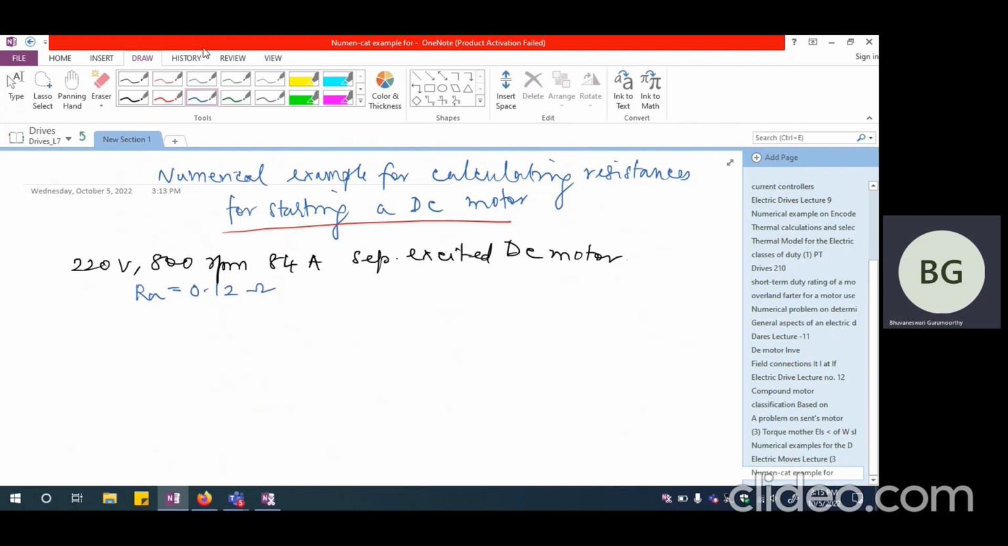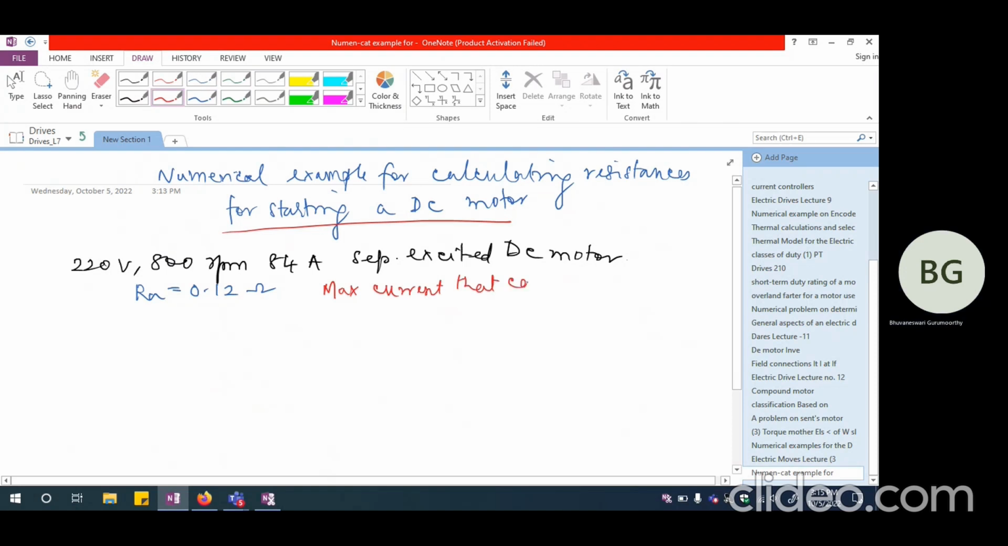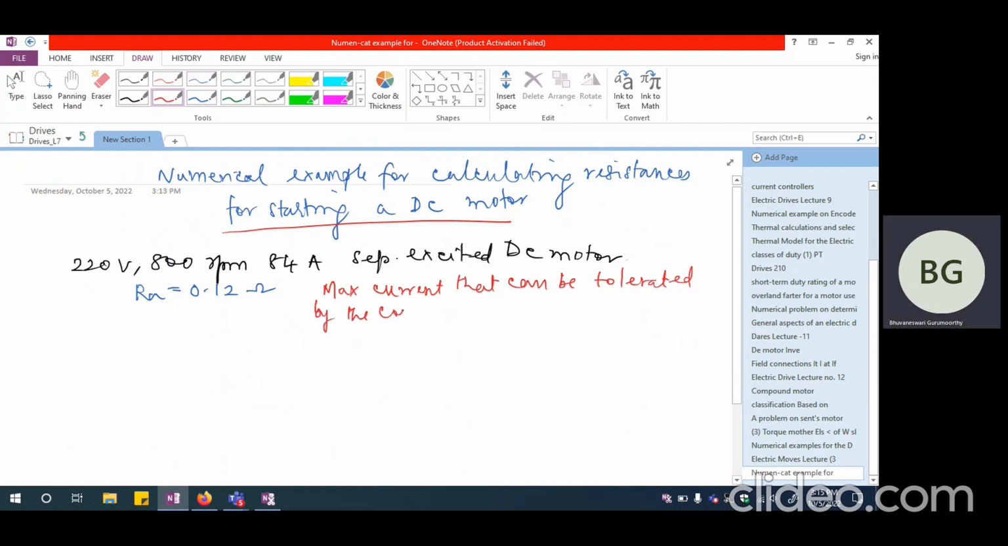And it's basically saying that the maximum current that can be tolerated by the commutator brush assembly, that is 200 ampere.